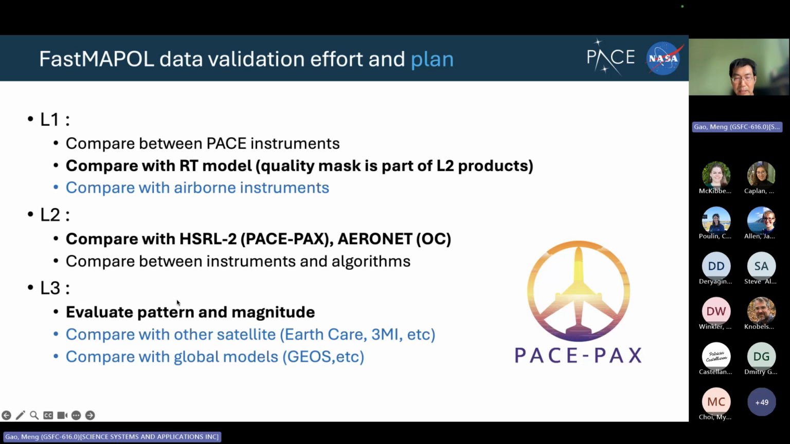For level 3 data, basically we can look at the global pattern, right? So it's very easy to identify major events and patterns. There's also something that would be very interesting: we can also compare with other satellites. There's some ongoing work with that, also with models.